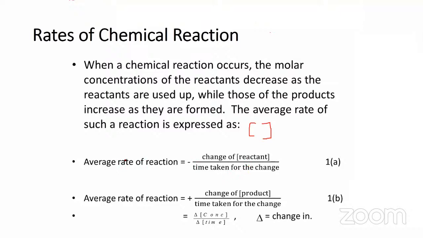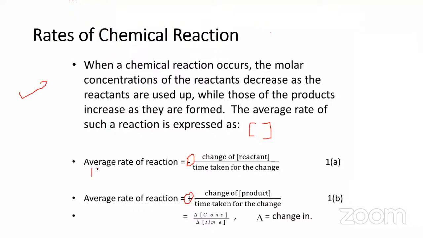And so you can define rate of reaction in two ways. If you are monitoring the reactant, you put a negative sign in front of the average rate of the reaction. If it is a product you are monitoring, maybe how much of the product is formed, you put a positive sign in front of that. Let's take the first one so that you can understand.